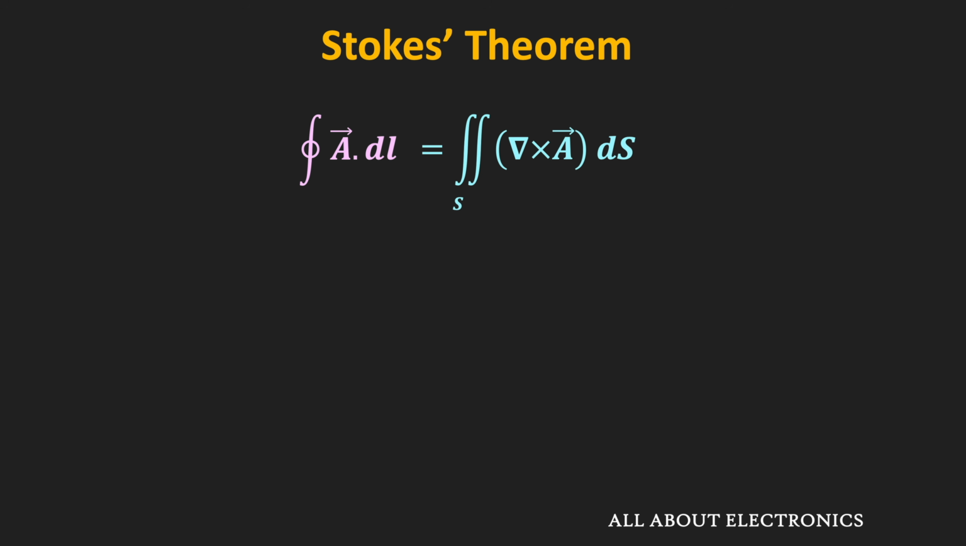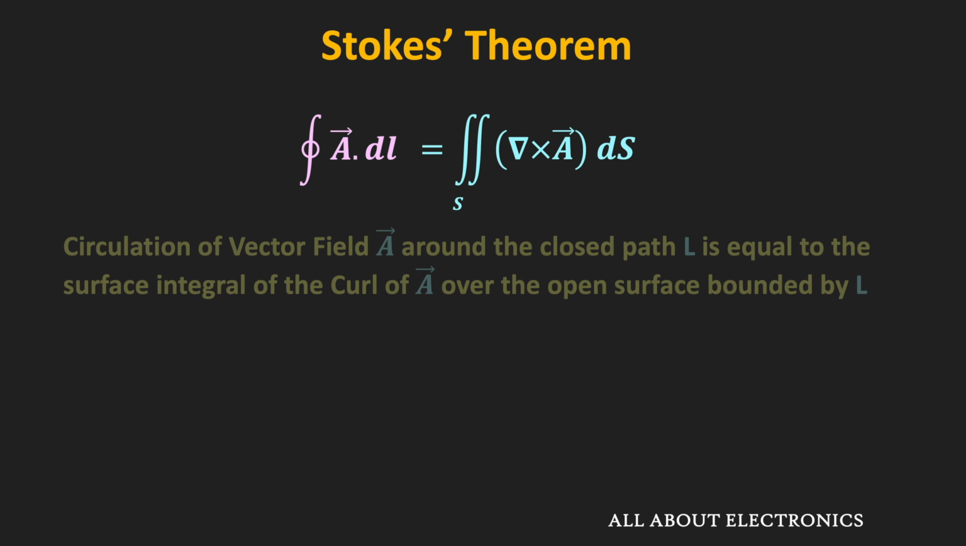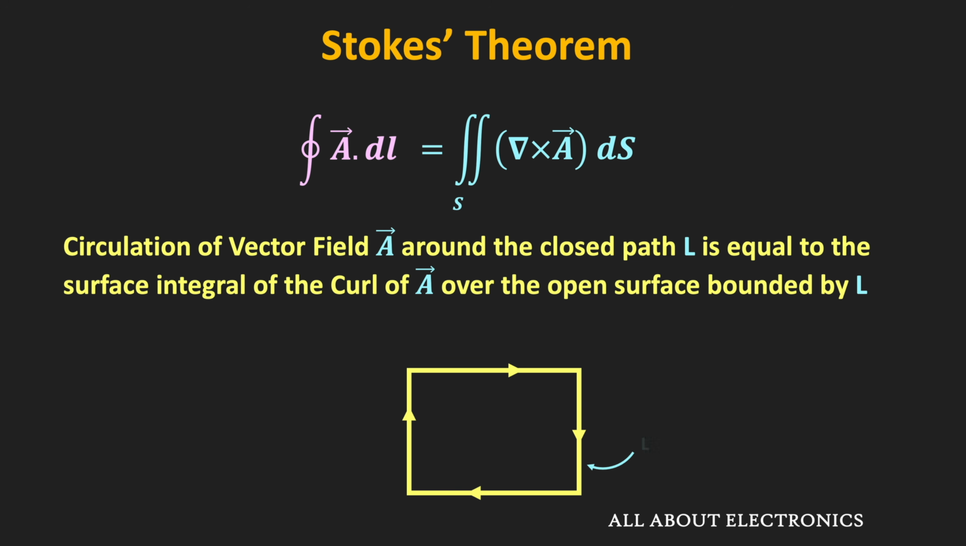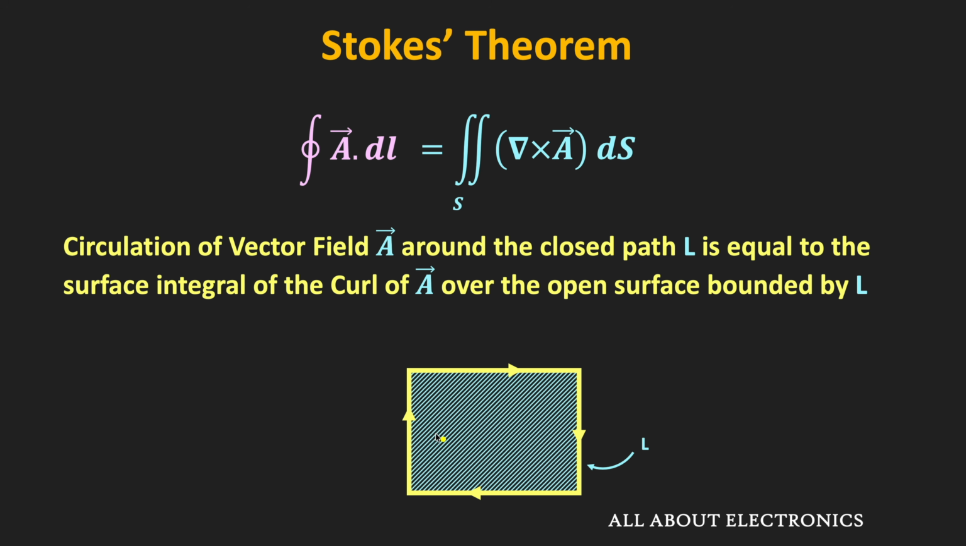As per this theorem, the circulation of the vector field A around the closed path L is equal to the surface integral of del cross A over the open surface that is bounded by this L. We already know that the line integration around the closed path gives us the circulation. But now let us also prove that indeed that is equal to the RHS.